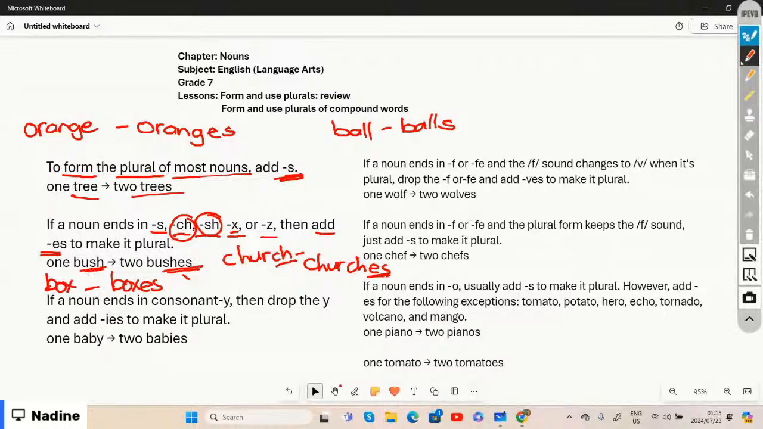And boxes refers to more than one box. And that is why we said you only add an es to that word and then it already shows the plural form of that word. The next one says if a noun ends in a consonant y. So if the noun ends with a consonant y, then we can drop the y and add the ies to make it plural.